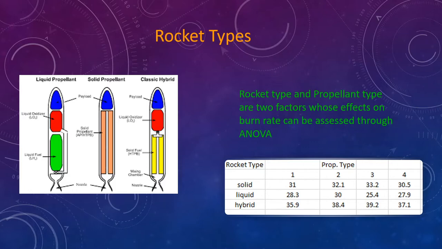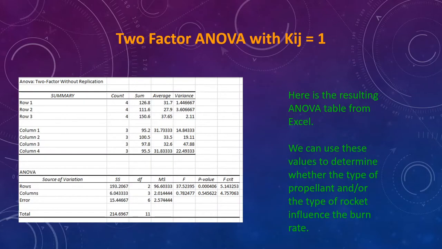And we can use two-way ANOVA to compare rocket types and propellant types and see how the burn rate is affected by them. So with the table that Excel gives you, you can see whether the rocket propellant or the type of rocket, or both of them, affects the burn rate or not.